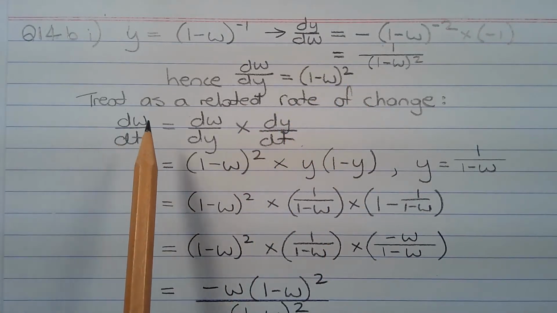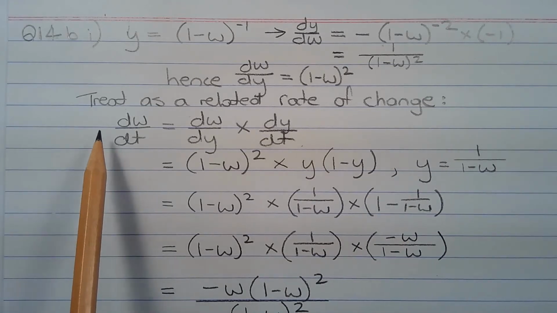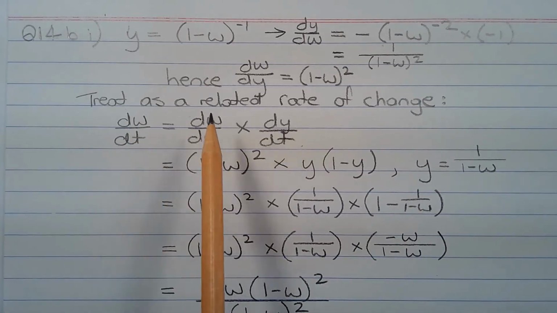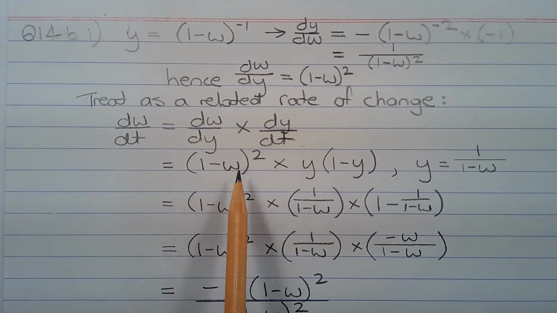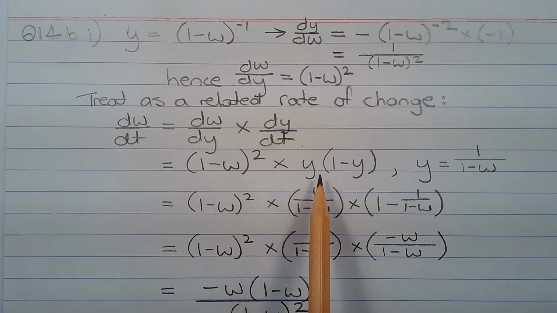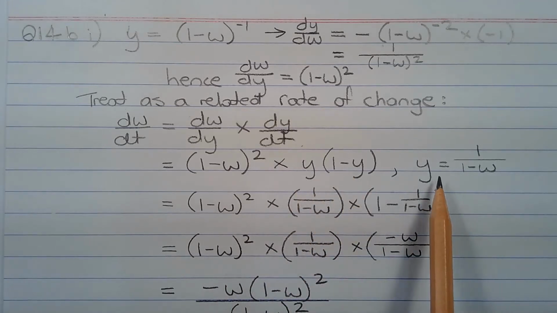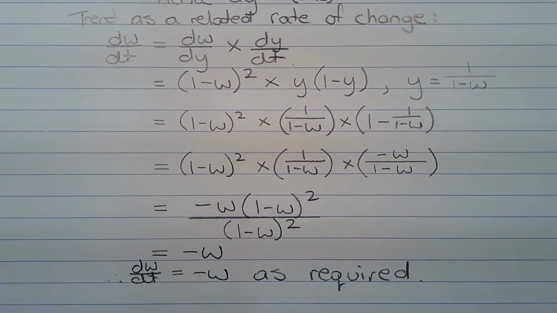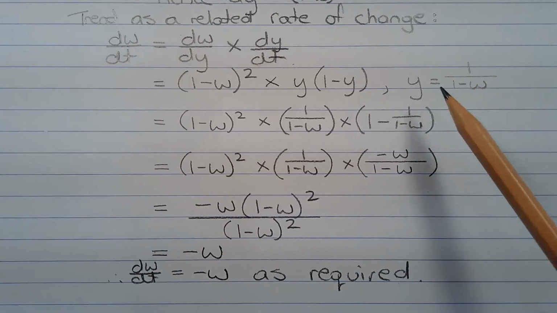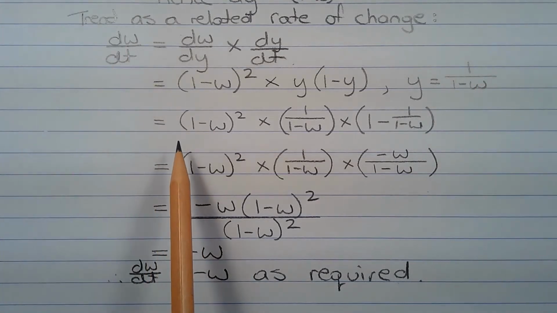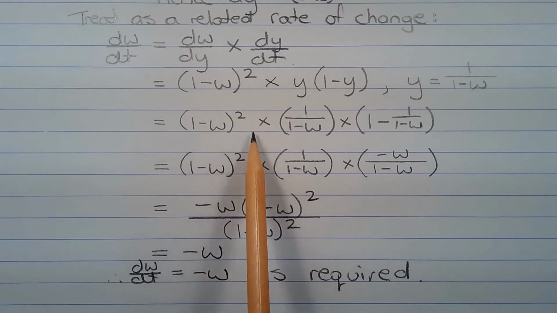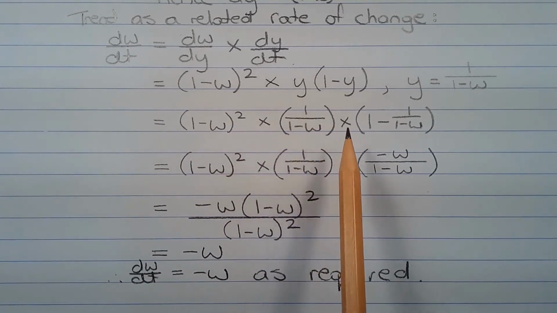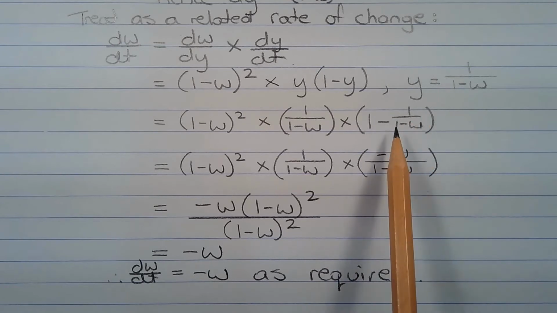Now we're going to treat this as a related rate of change. That is, dw/dt is equal to dw/dy times dy/dt, and that equals (1 - w)^2 times y(1 - y), where y is equal to 1/(1 - w). Substituting 1/(1 - w) for y, dw/dt is equal to (1 - w)^2 times 1/(1 - w) times (1 - 1/(1 - w)).